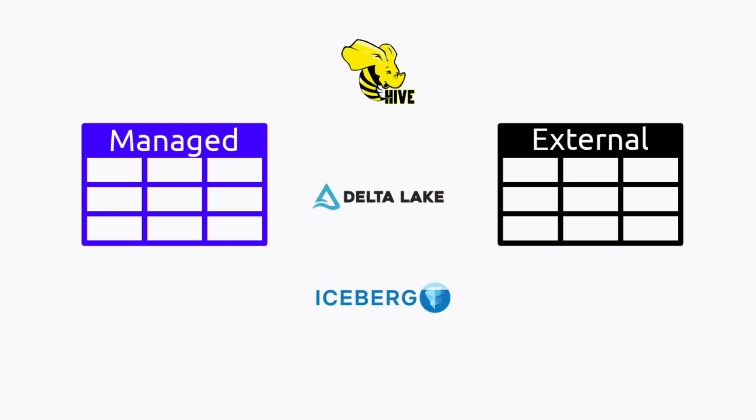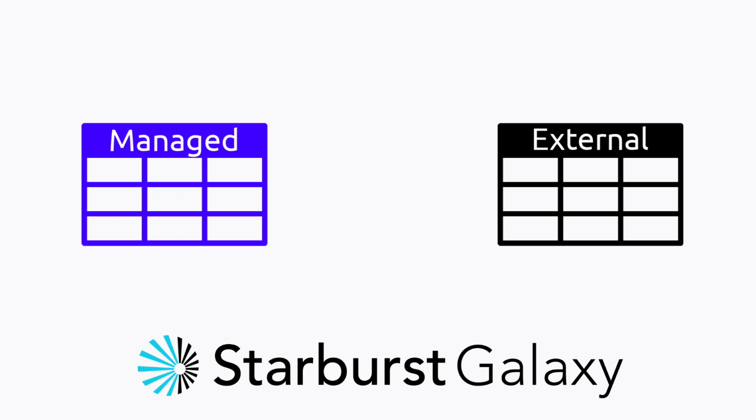The concept of managed and external tables in data lakes tends to cause a lot of confusion. In this video, I'm going to try to remedy that by showing you what happens when you create and drop both managed and external Hive, Delta Lake, and Iceberg tables using Starburst Galaxy. In my examples, I'll be using Amazon S3 for storage, but you can apply these concepts to other clouds as well. Let's begin with some definitions.